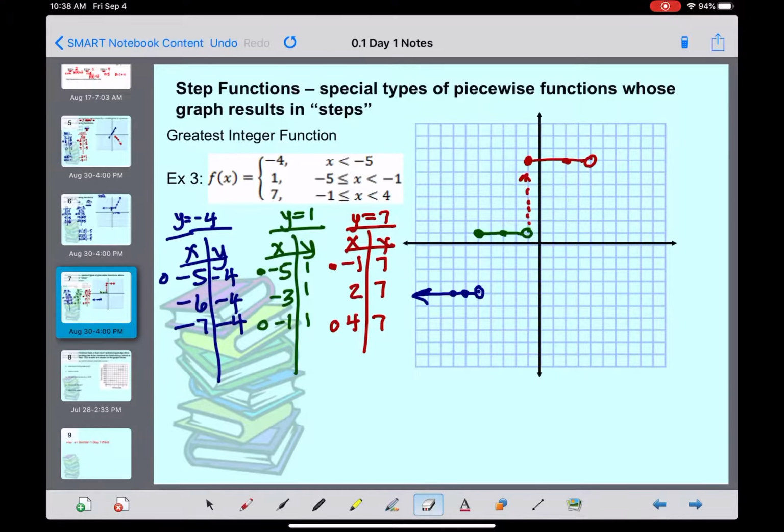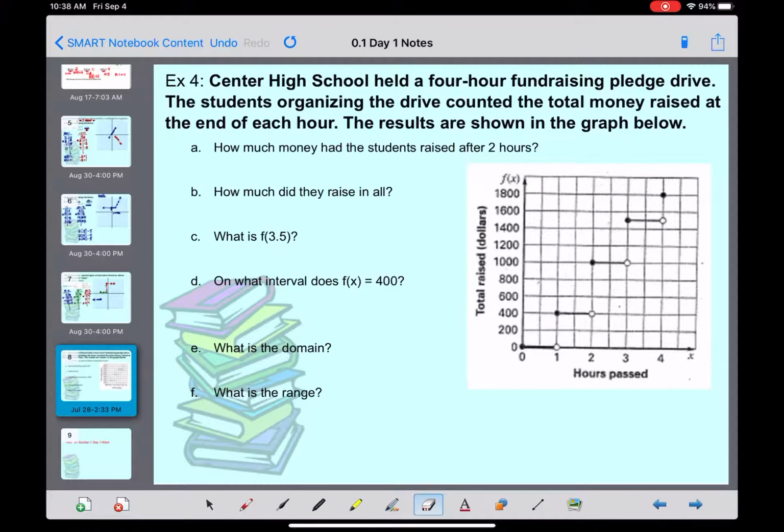All right, so let's interpret a step function in this graph here. Okay, so Center High School held a 4-hour fundraising pledge drive. The students organizing the drive counted the total money raised at the end of each hour. The results are shown in the graph below. So let's look at the graph for a second.